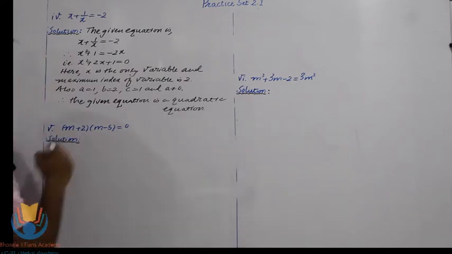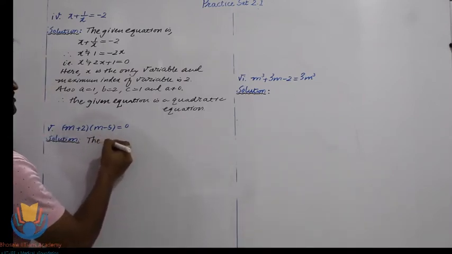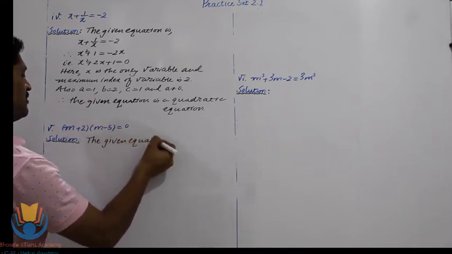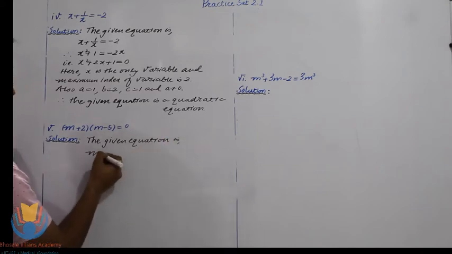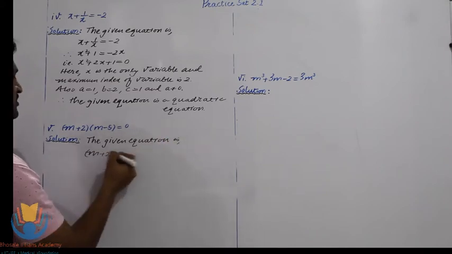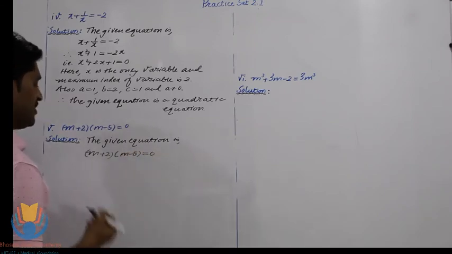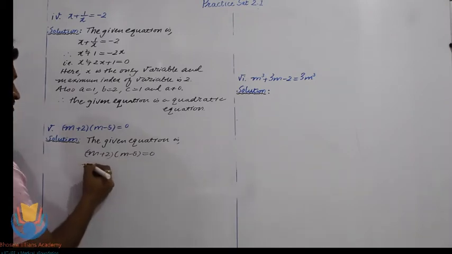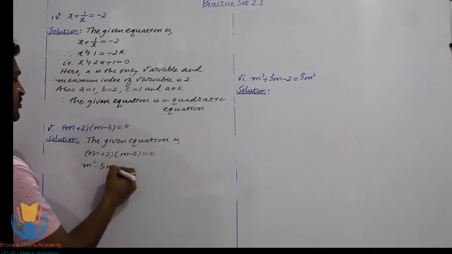So let's continue this sum number 5. Here also we will write the given equation as it is. That equation is (m + 2)(m - 5) = 0. So let's multiply this m to each term of the second bracket. m into m is m square, this is minus 5m.